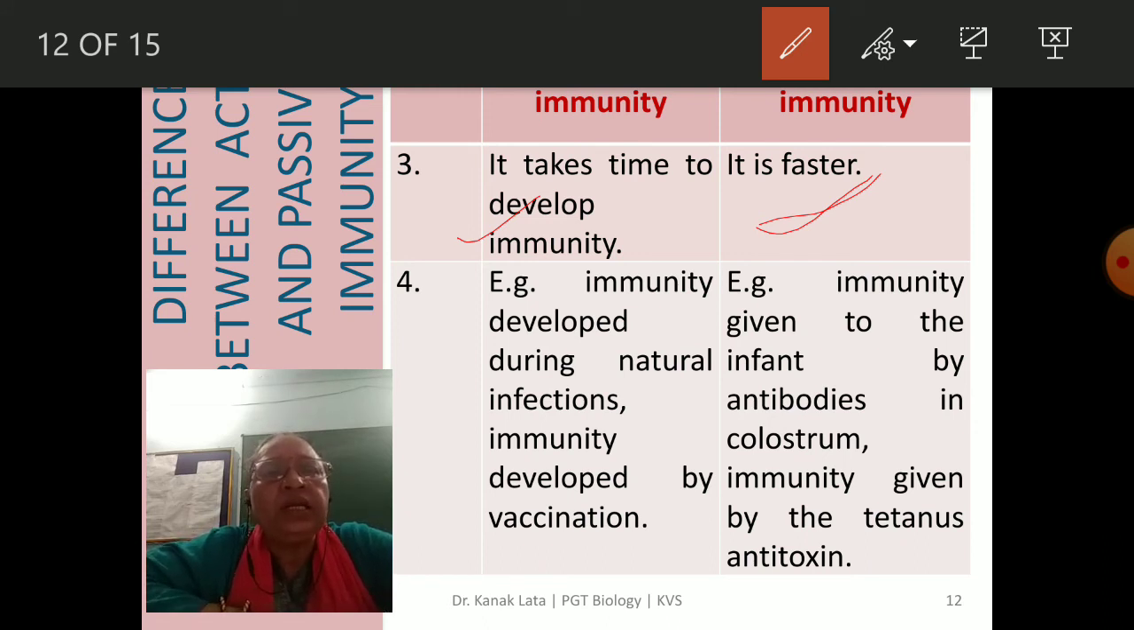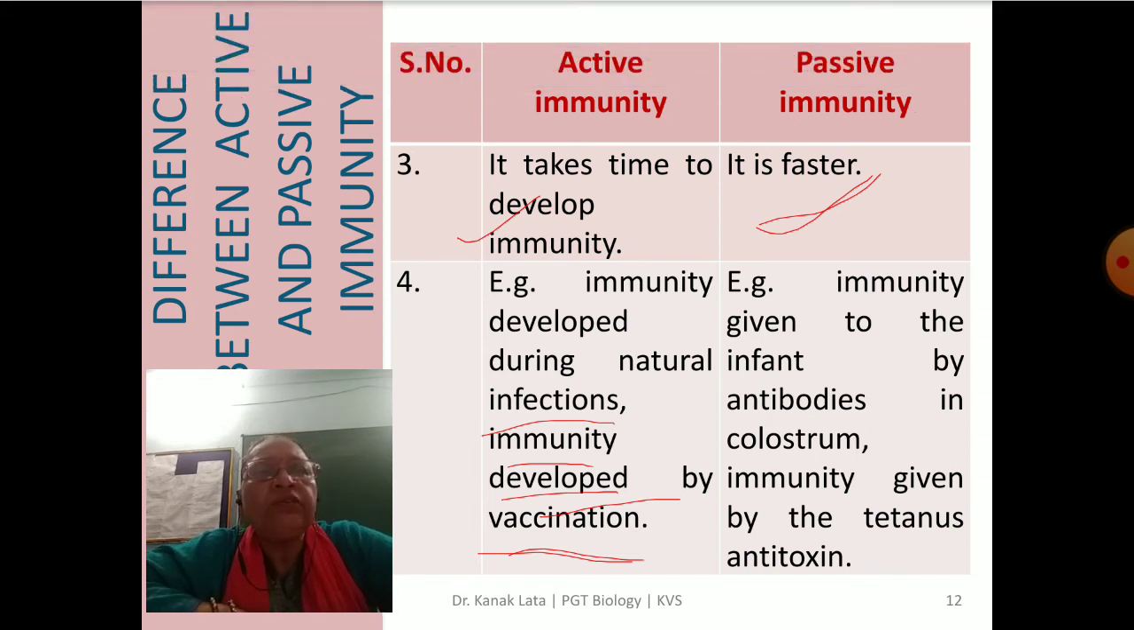Active immunity is developed during natural infection, or by vaccination. Passive immunity is given to an infant by antibodies in colostrum, and by immunity given through tetanus antitoxin. So these are the differences between active and passive immunity.